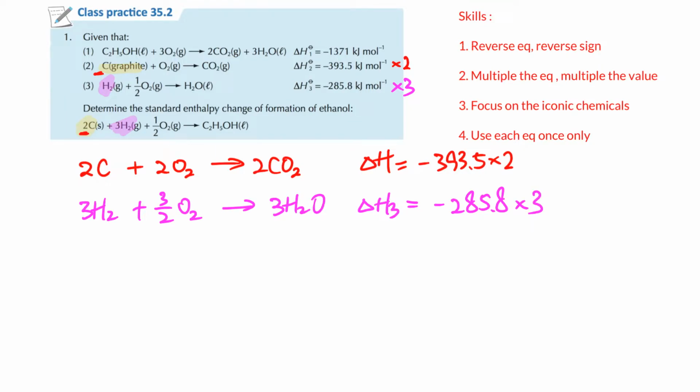Last one, we're going to deal with ethanol. We have ethanol here as well. But you see that in equation 1, the ethanol is on the reactant side, while in our target equation it is on the product side. So I'm going to reverse equation 1, and therefore the sign has to be reversed as well, from negative 1,371 to positive. I have to be very careful and reverse the whole equation, so first we'll put these products on the left.